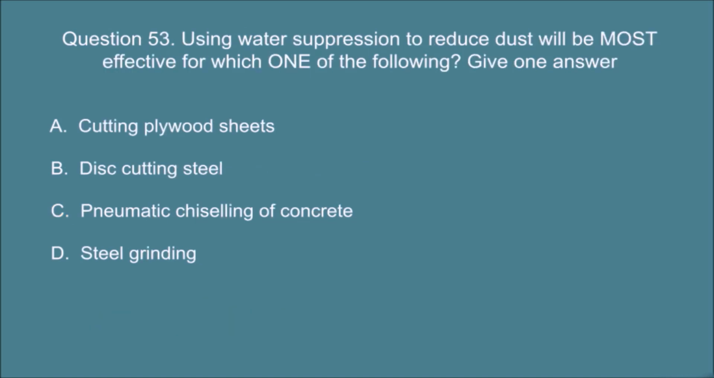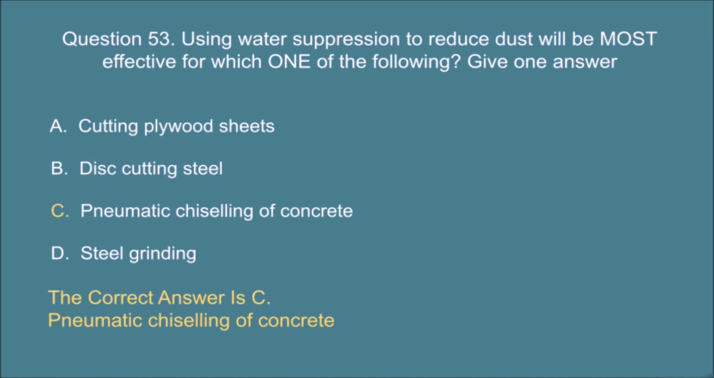Question 53. Using water suppression to reduce dust will be most effective for which one of the following? Give one answer. A. Cutting plywood sheets. B. Disc cutting steel. C. Pneumatic chiseling of concrete. D. Steel grinding. The correct answer is C. Pneumatic chiseling of concrete.